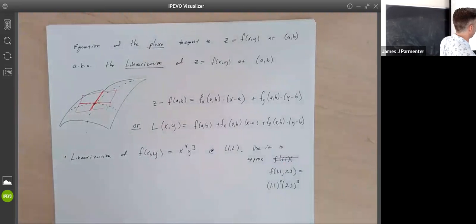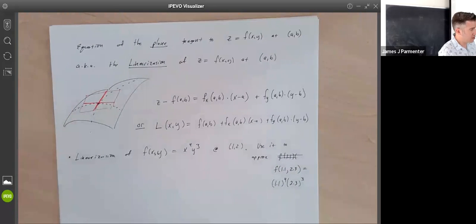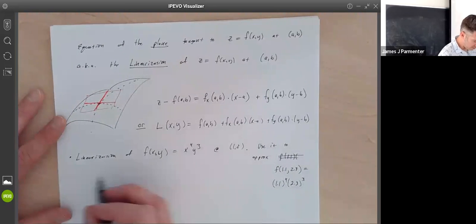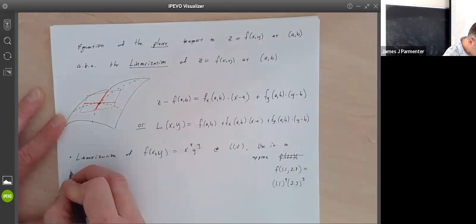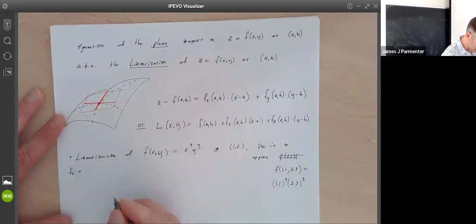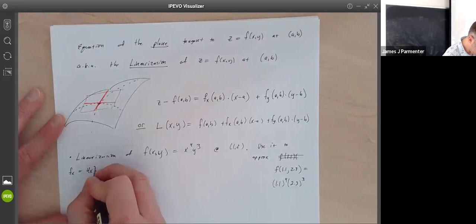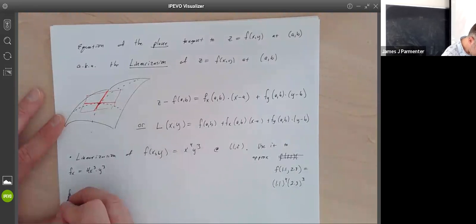Probably not terribly impossible to calculate by hand, but certainly not fun, right? 2.3 cubed, 1.1 to the fourth, also kind of terrible. But we're not going to do that. We're going to approximate it. So we need to find the partials. We need our f_x, which is going to be 4x cubed times y cubed, and our f_y, which is going to be x to the fourth times 3y squared.